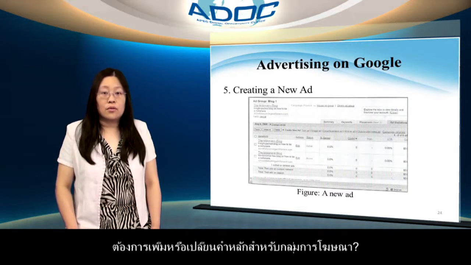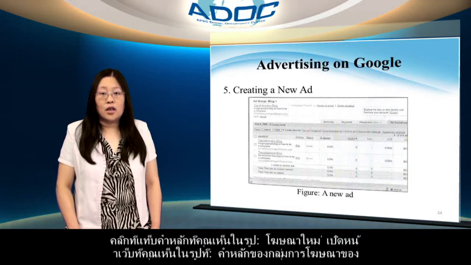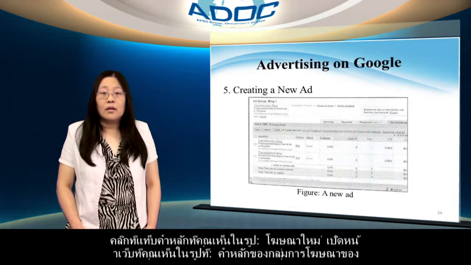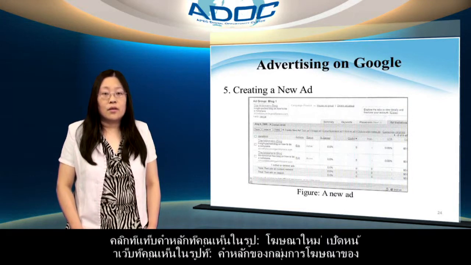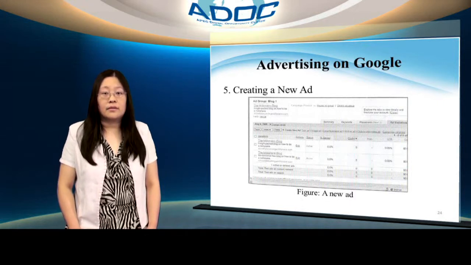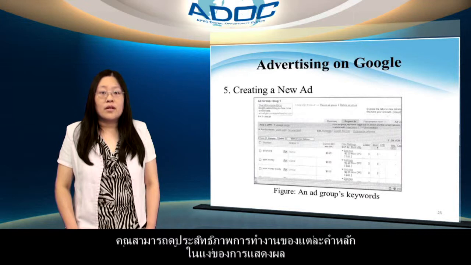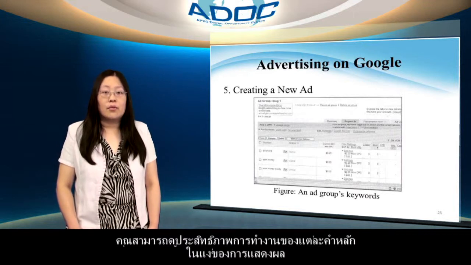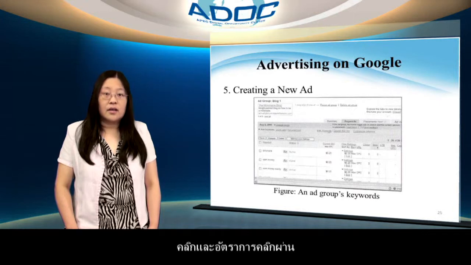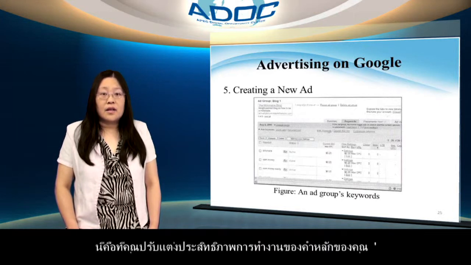Want to add or change the keywords for an ad group? Click the Keywords tab you see in the figure, a new ad, opening the page you see in the figure, an ad group's keywords. Note that in the figure, you can see the performance of each keyword in terms of impressions, clicks, and the click-through ratio. This is where you monitor your keyword performance.